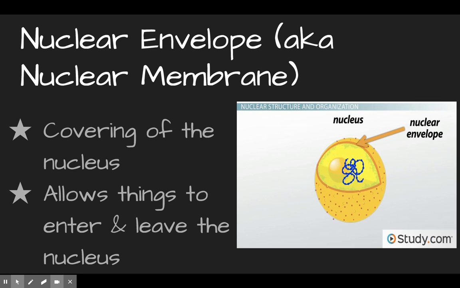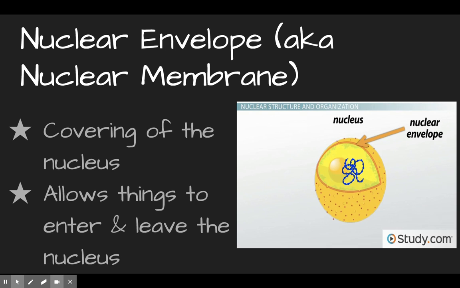So here we have the nuclear envelope, or AKA the nuclear membrane. Now this is what covers the nucleus. So just like with the cell membrane, that's what allows things to enter and leave the cell, right? The same is true with the nuclear envelope. That is what allows things to enter and leave the nucleus.